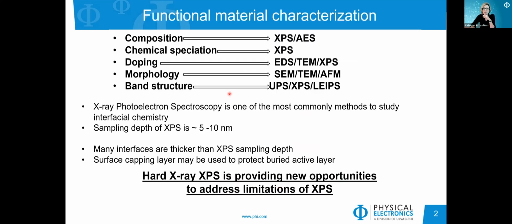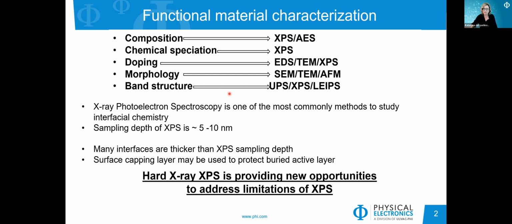For functional material characterization, there is a set of analytical tools that analysts have access to in their study. The type of information that people are looking into is composition, chemical speciation, amount of dopants, morphological properties. More novel materials may require band structure characterization. As you can see, XPS provides a lot of information for functional materials.